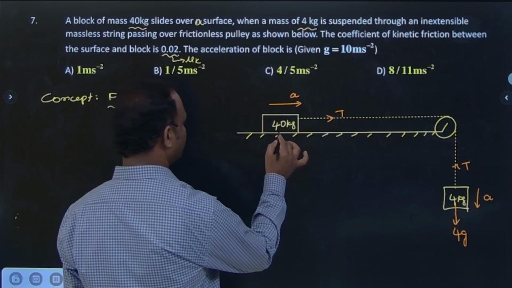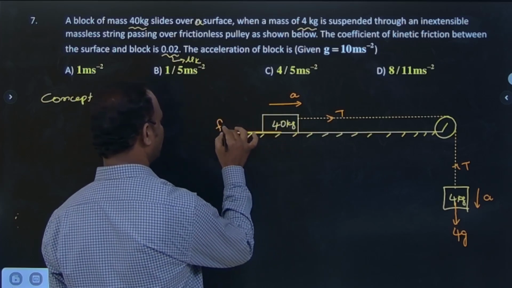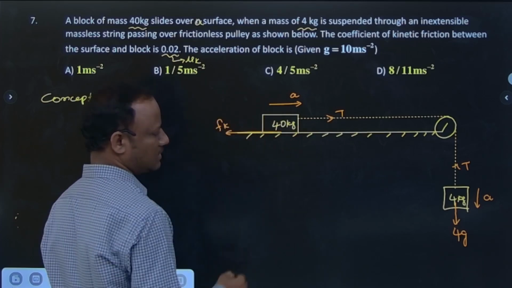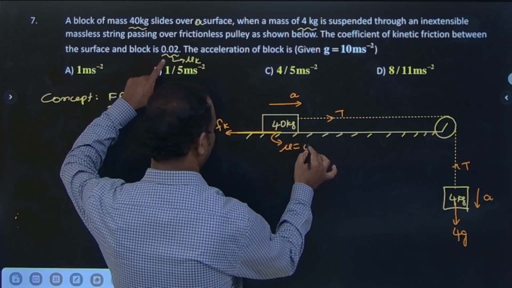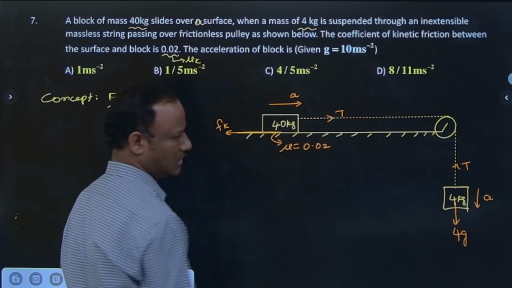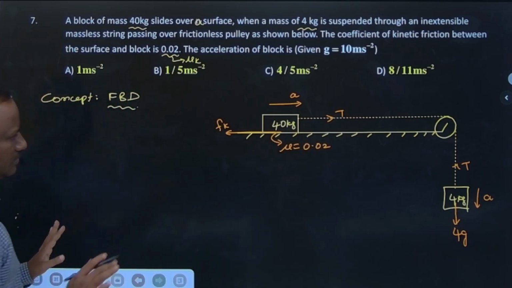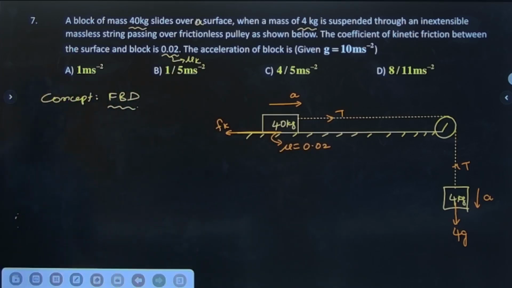And there is a friction. Frictional force is Fk. The mu value is given. What is mu here? 0.02. First, very carefully and with patience, you should take the FBD.